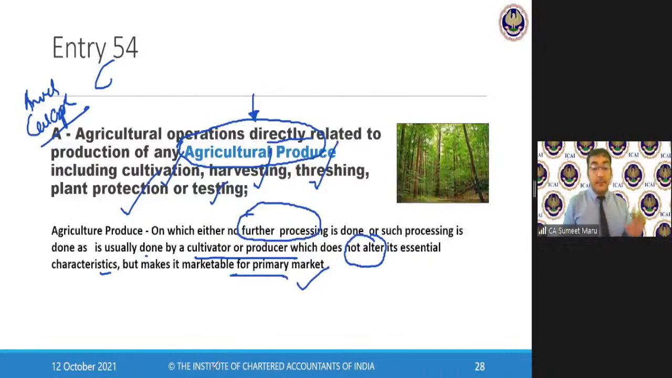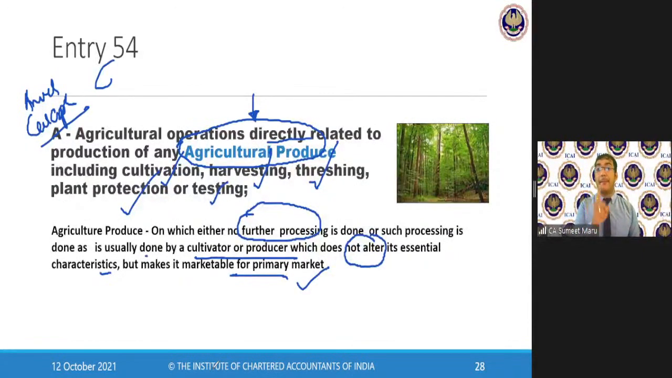First point very clear. Going further, they have said, but still there are certain things on which further processing is necessary, sir, or we can't sell them in the market, in the primary market, where the farmers sell their produce.